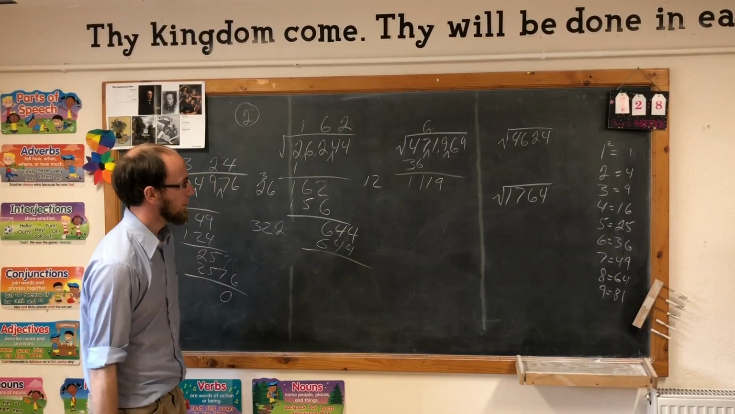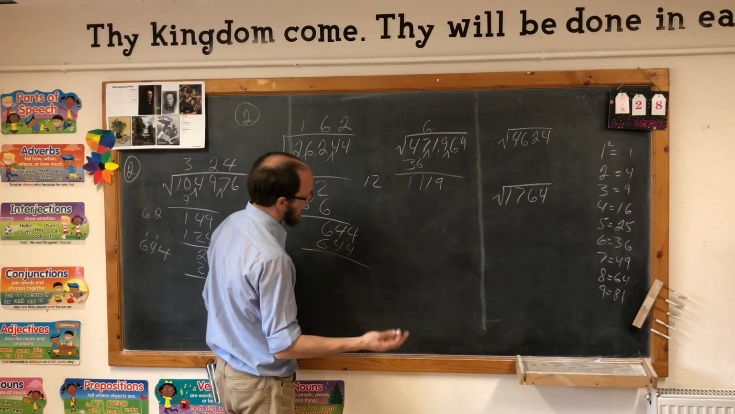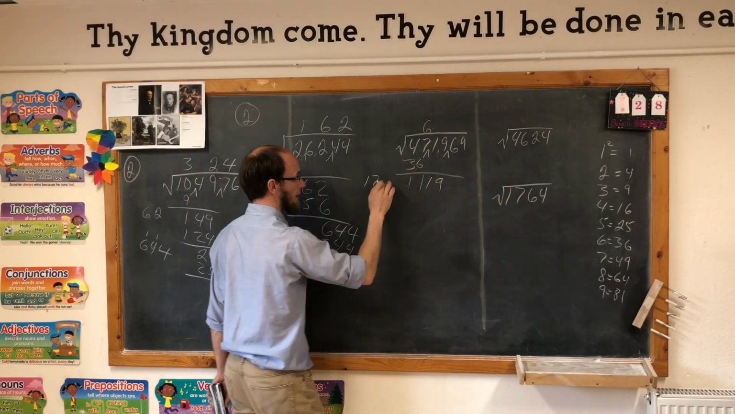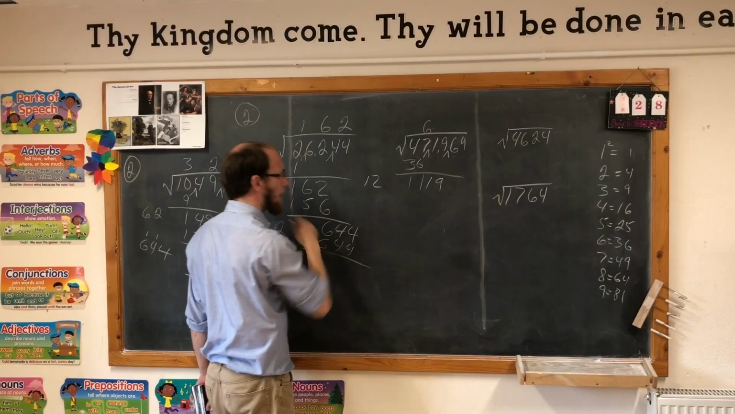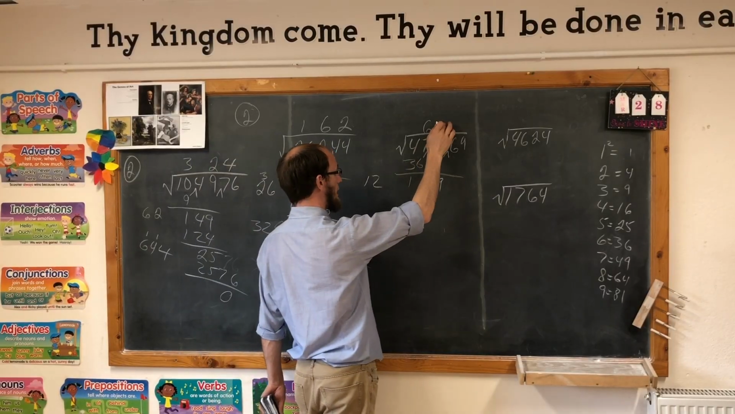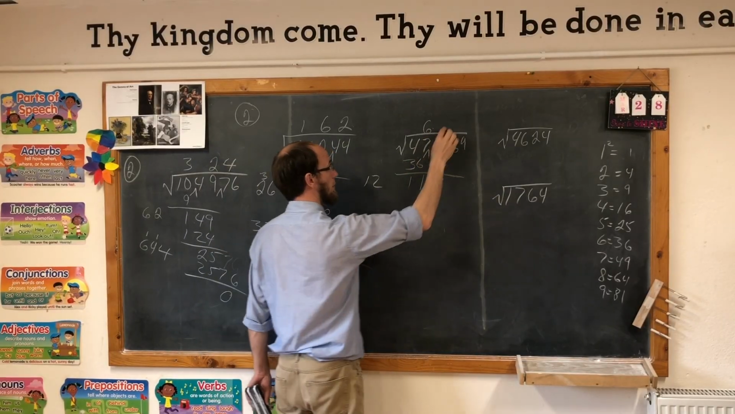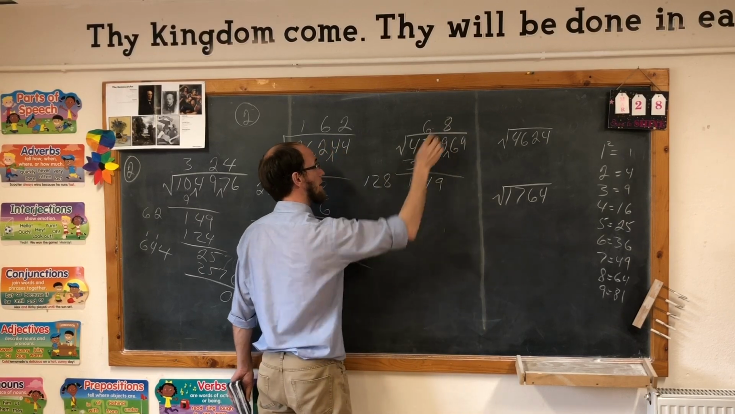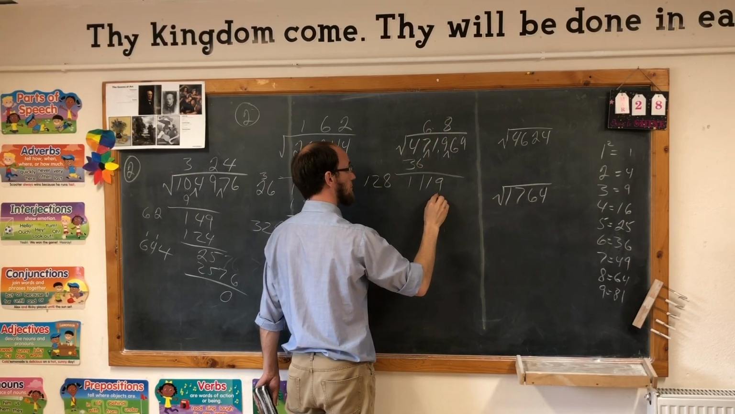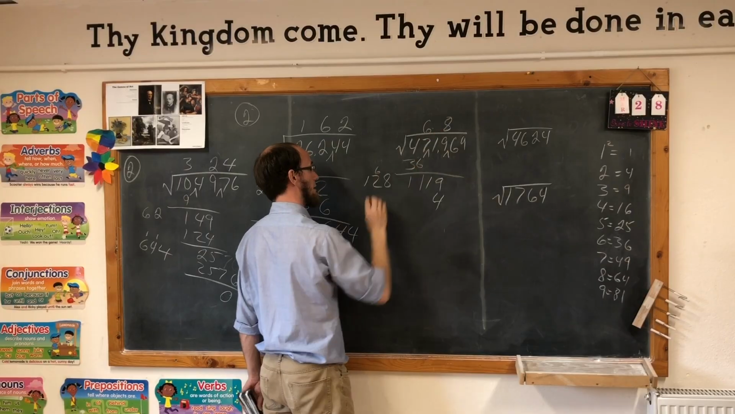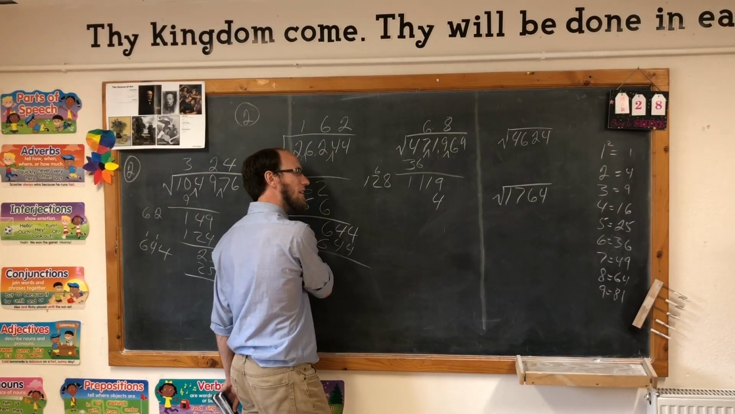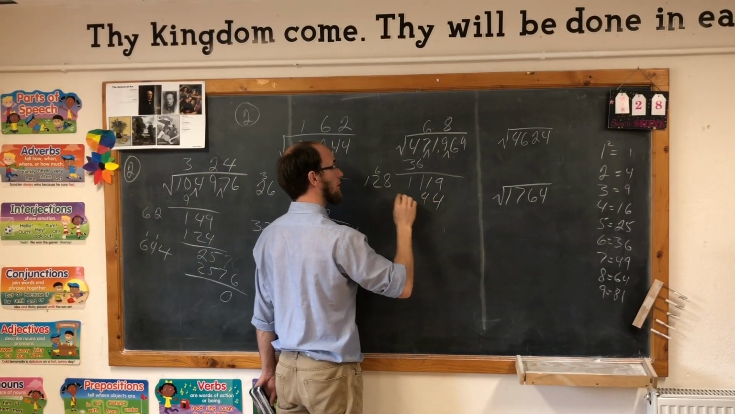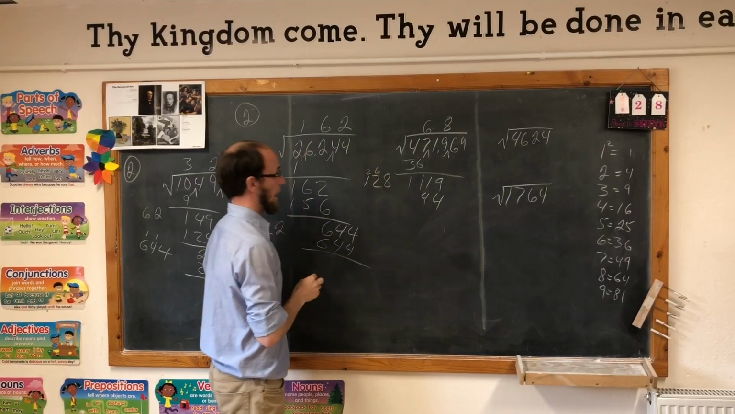What do we want to do? Let's test a 9. So if we put a 9 here and a 9 here, I'm going to test an 8. Put an 8 here and an 8 here. Let's see if it works. 8 times 8 is 64. 8 times 2, 16. 24. I think it will work.